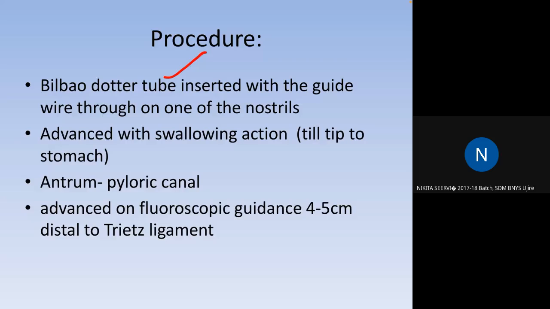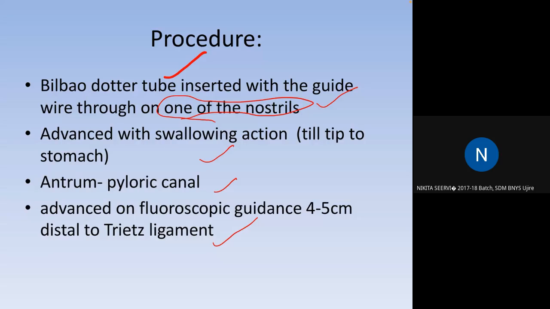It's not through the nostrils. Okay, it is through the rectum only. I think they are showing it wrong. In the enema, you go from behind, and through the swallowing action, the tip is reached to the stomach, and then you reach the pyloric column, and under the X-ray guidance, you go distal to the ligament of Treitz, and then you put a contrast.